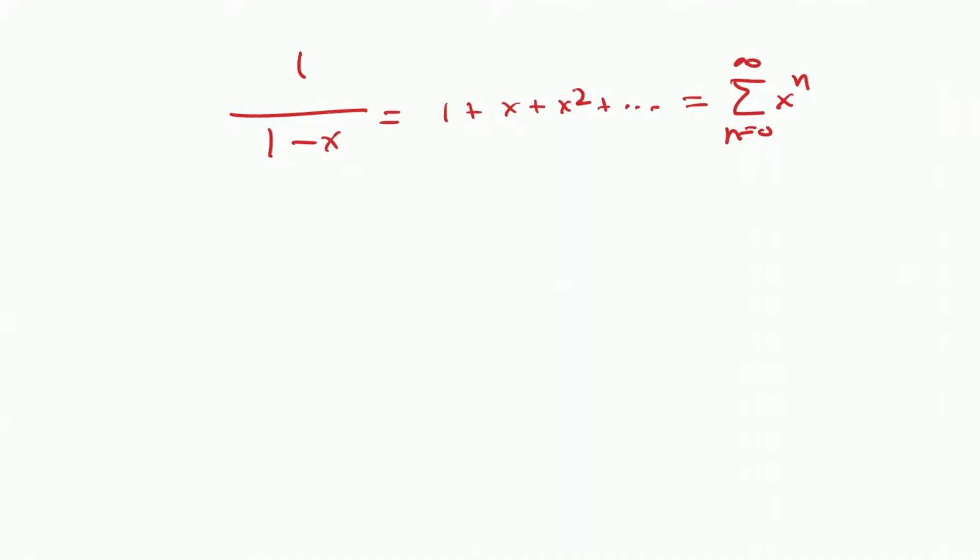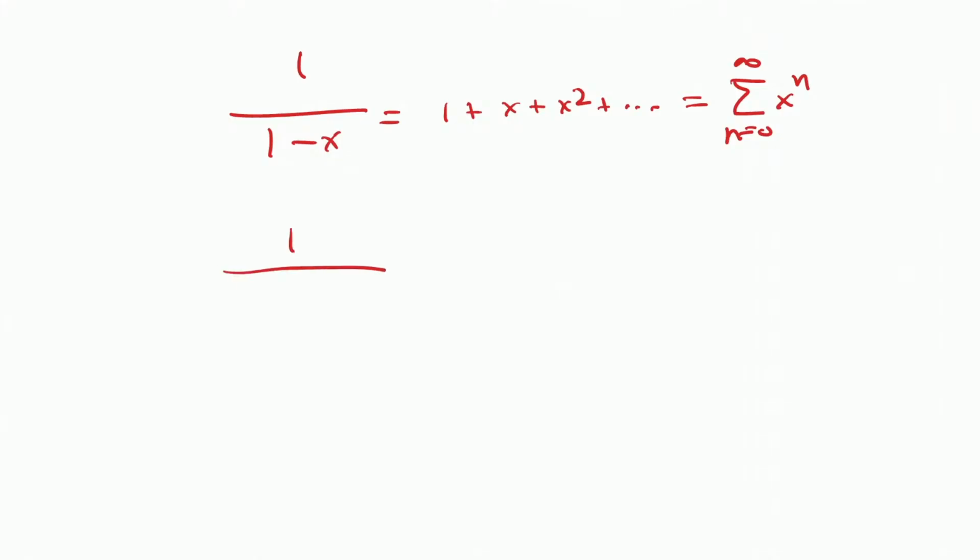You did this already with our favorite power series. At least it should be your favorite power series, and that's this one. 1 over 1 minus x is equal to 1 plus x plus x squared plus dot, dot, dot, which is just this. So this is your favorite. Well, maybe it's not your favorite, but it is the one that we've been using almost exclusively up until now.